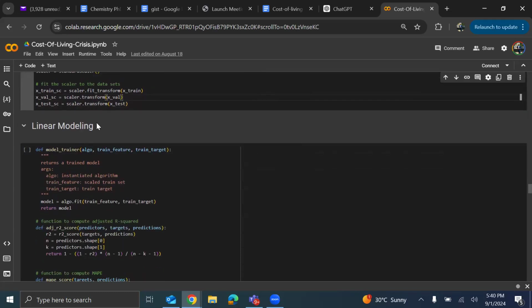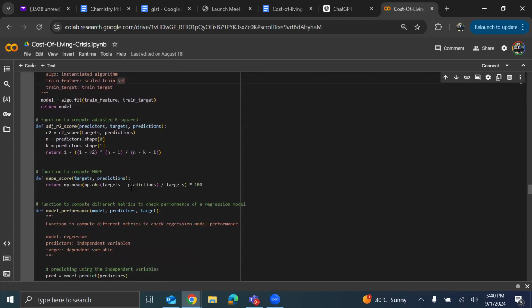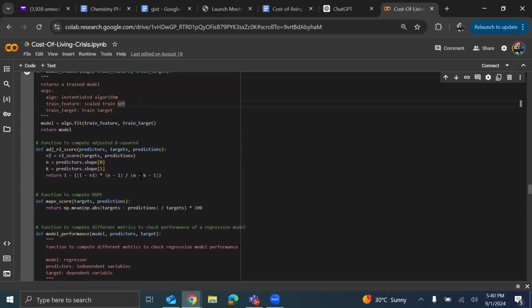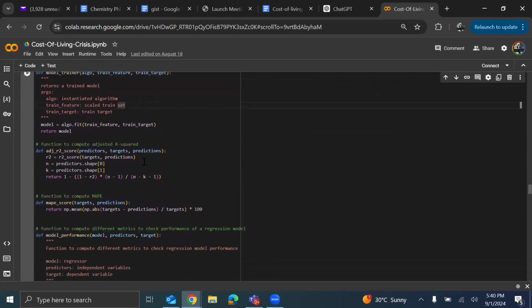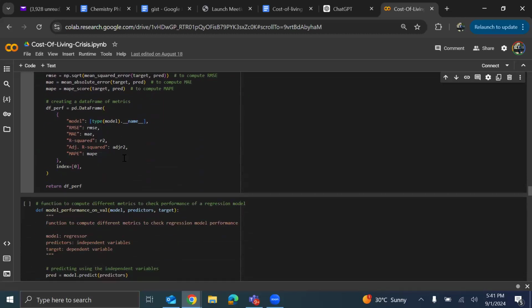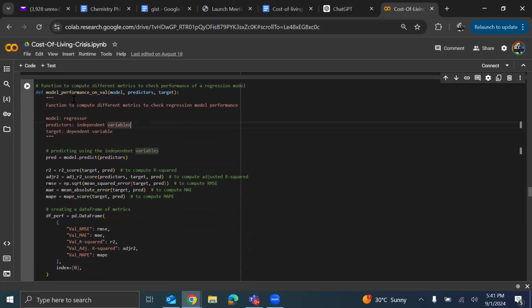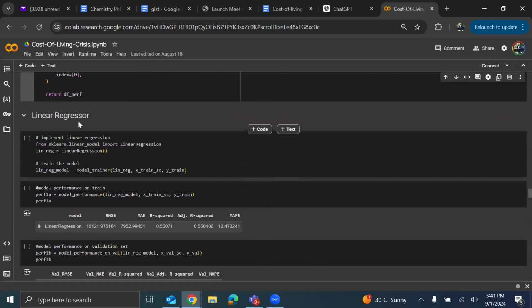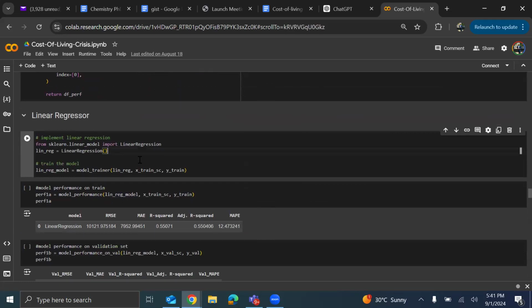Now I'm starting with modeling. The first thing I did was linear modeling. What's it called now? Utility functions for modeling, right? So I defined them. I also defined a function to check the performance. So now I started with linear regression.